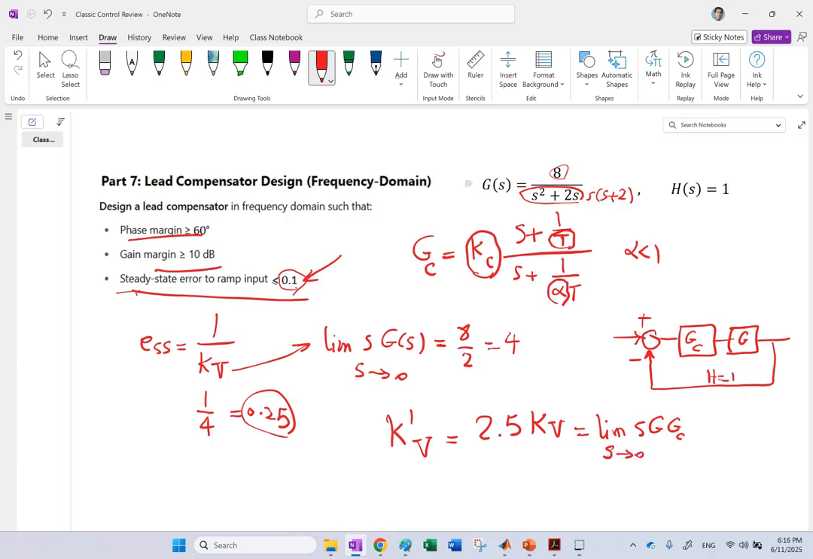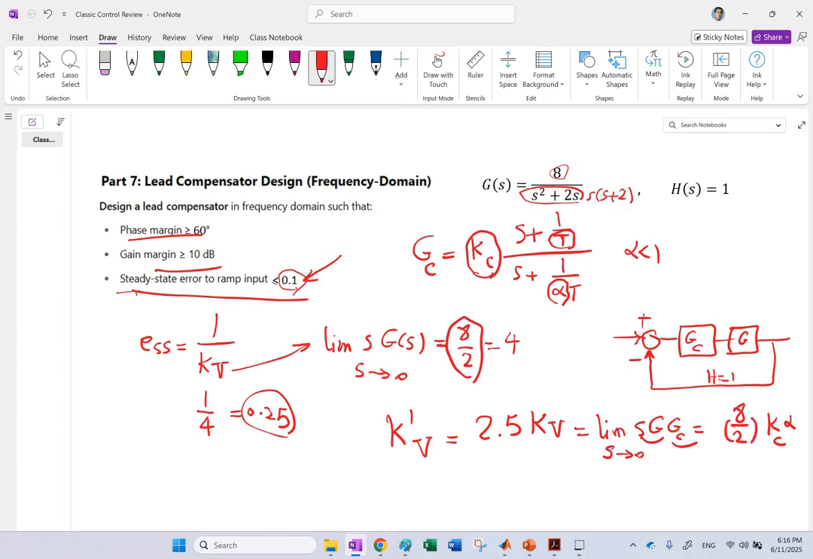Now, the original system G, this limit for it is the limit of s times G, which is 8 over 4, but for Gc, what's the limit when s goes to 0? It is going to be Kc times (1 over T) divided by (1 over alpha T). This alpha comes up, so this part is going to be Kc times alpha, and this part is going to be 4, which is 8 over 2. If you want, I can write it as 8 over 2.